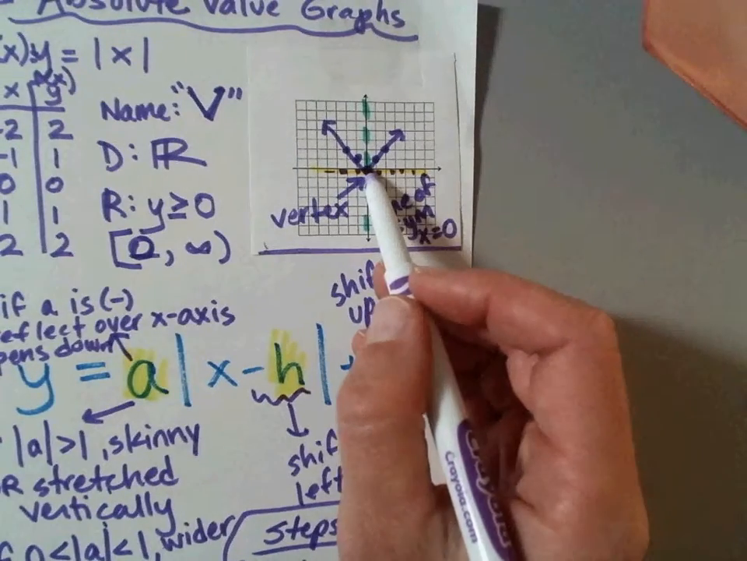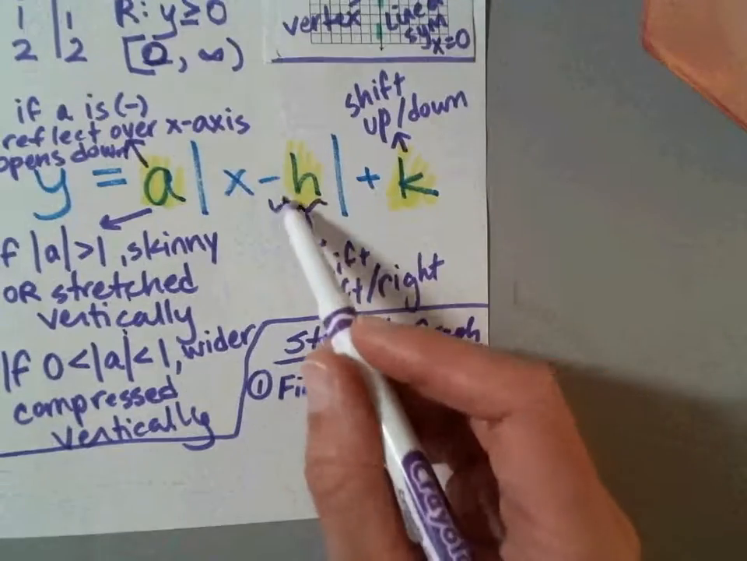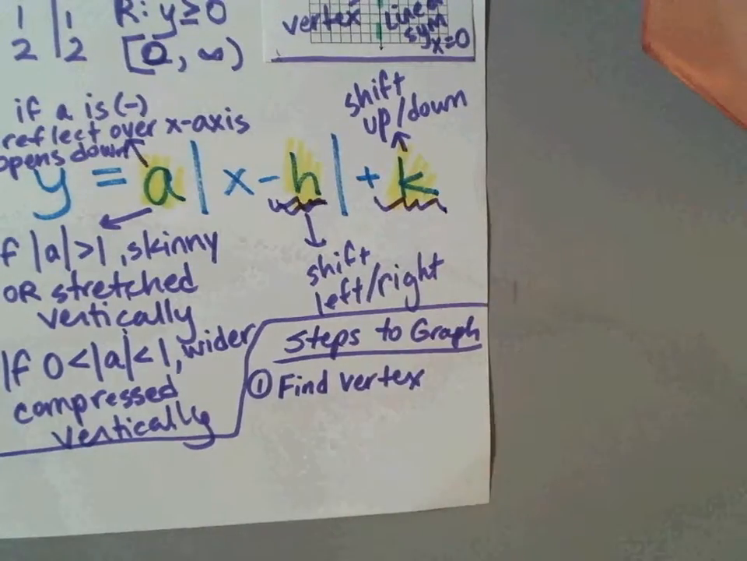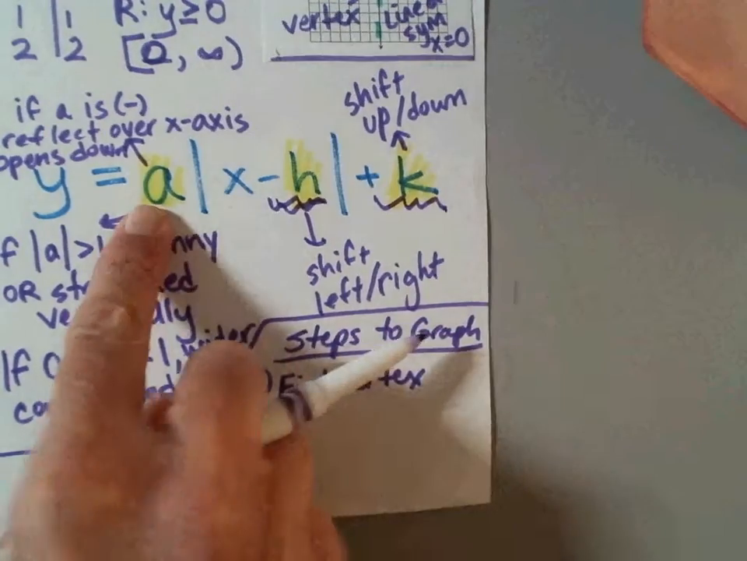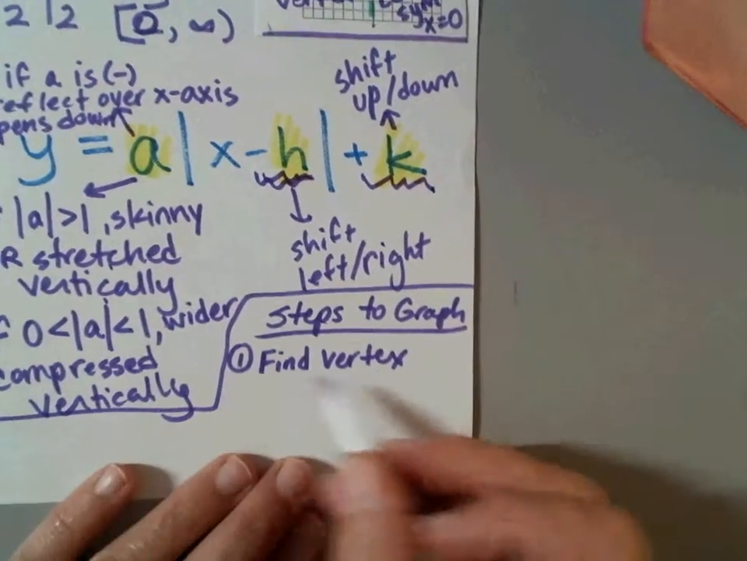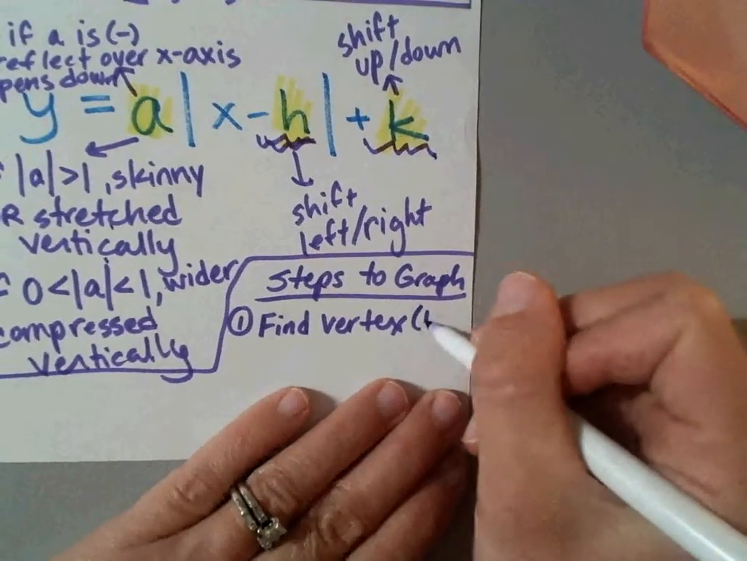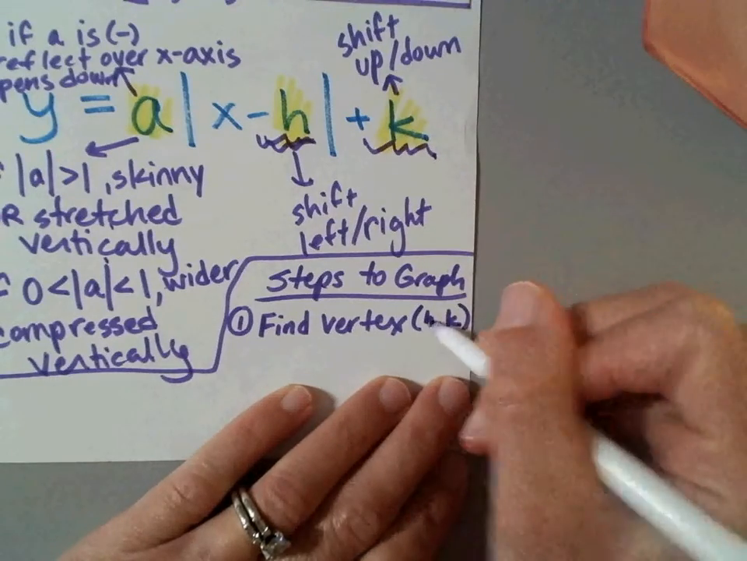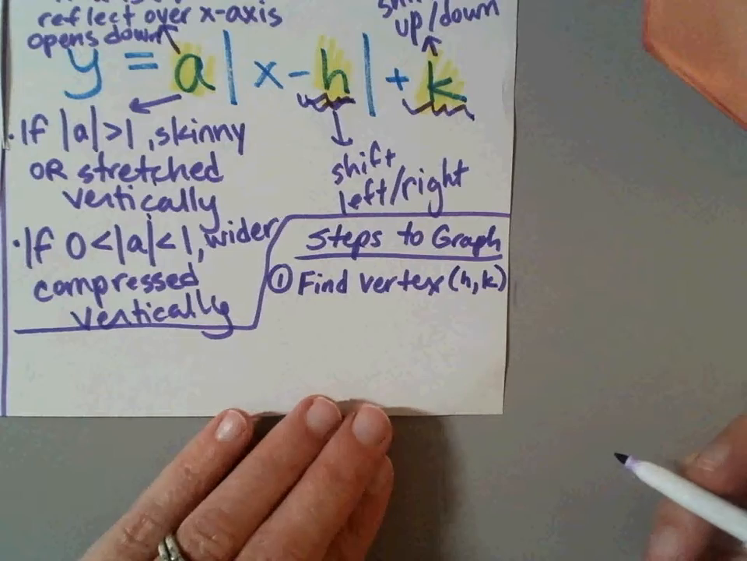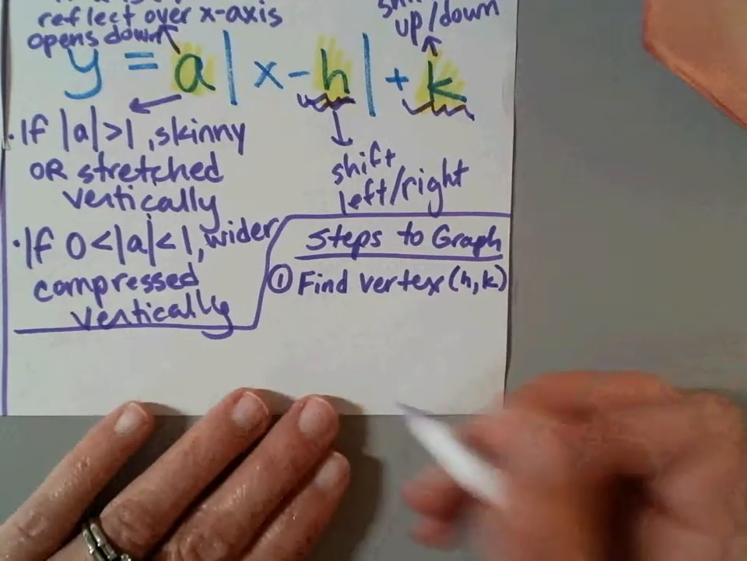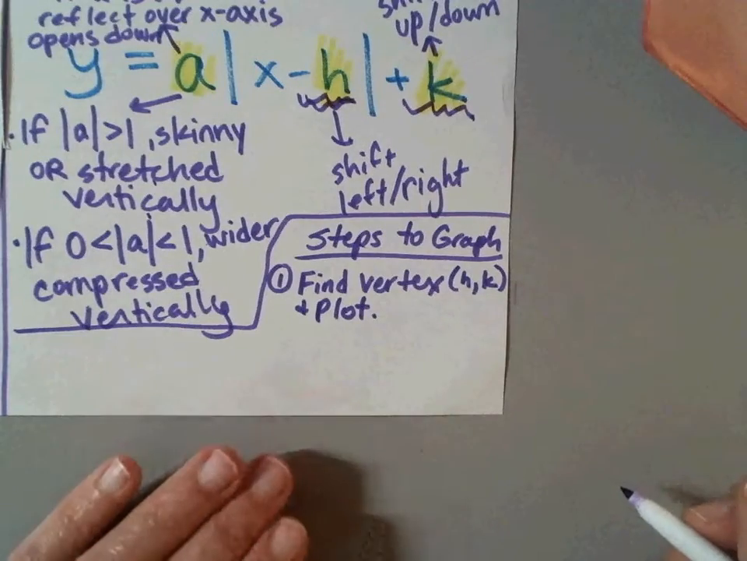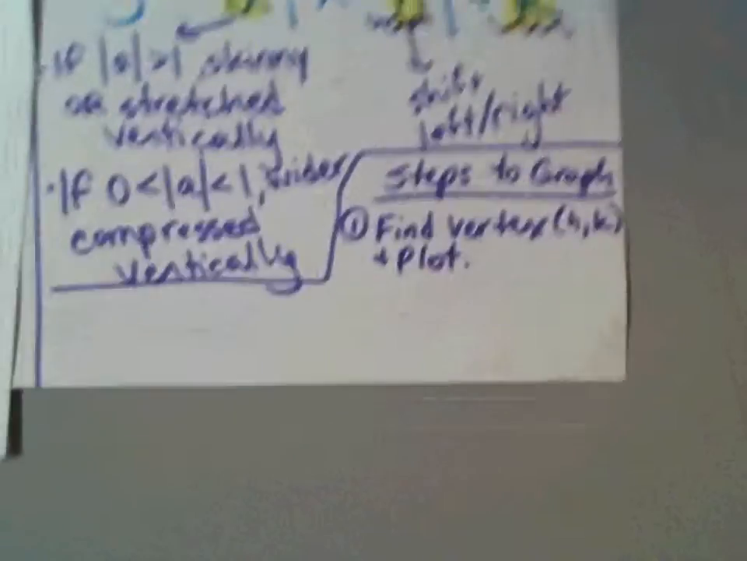Okay, so your vertex is this point right here. So in order to find the vertex, you have to know your h and your k. That's the thing that moves it side to side or up and down. That one just tells you if it's going to open wide or narrow, okay? So if you're going to find your vertex, the ordered pair is going to be h comma k. So find your vertex, which is the h and the k, and plot. So find your vertex, the h comma k, and then plot that dot.